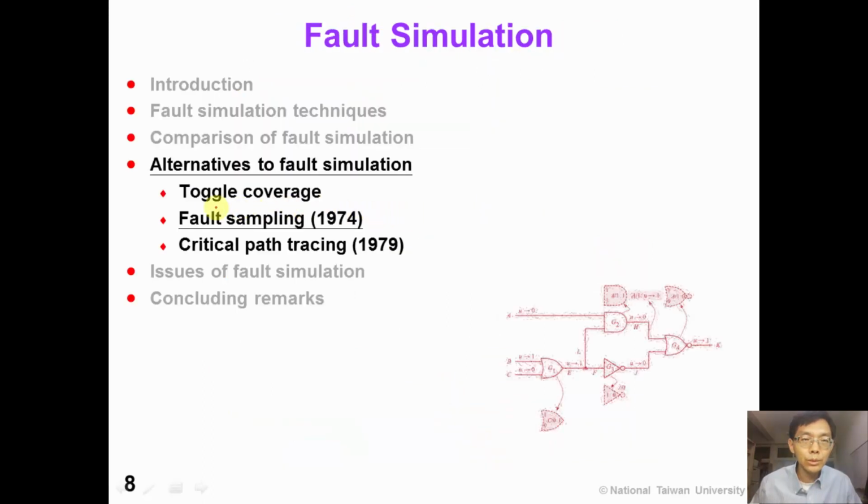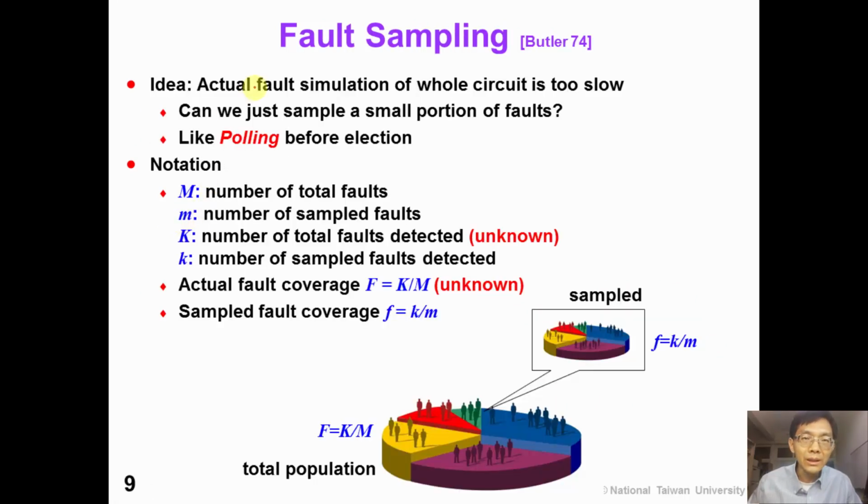Now let's move on to the second alternative, fault sampling, which was proposed in 1974. The idea of fault sampling is actually very simple. The fault simulation of the whole circuit is too slow. Can we just sample a small portion of the faults so that we can speed up the fault simulation? It's just like polling before a real election.